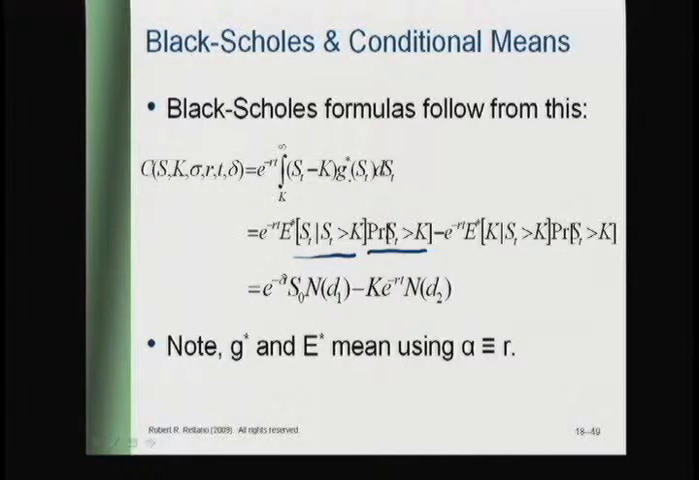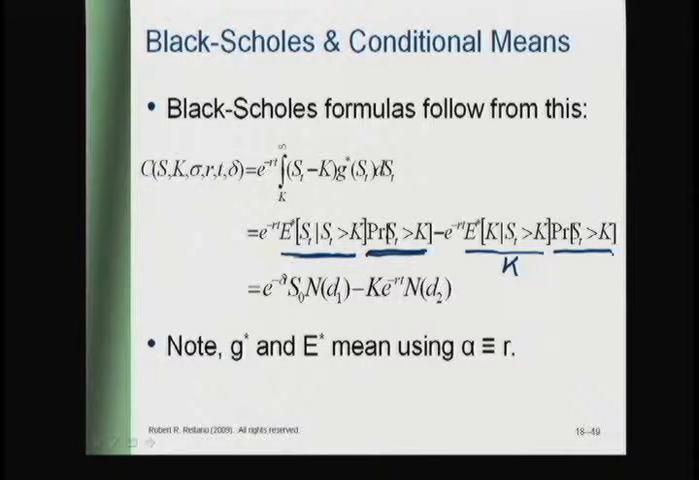And now I go back and use all the formulas we've developed. We've developed a formula for the conditional mean and the probability that S is big. This, of course, is easy. The conditional expectation of a constant is just a constant, and we have a formula for this.